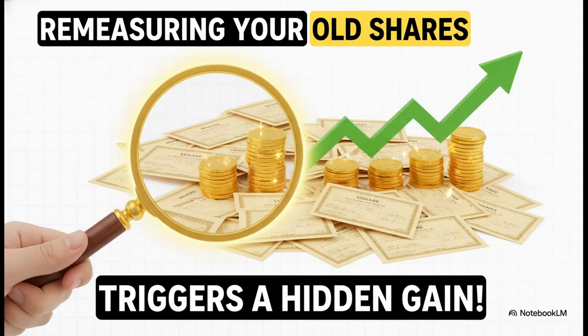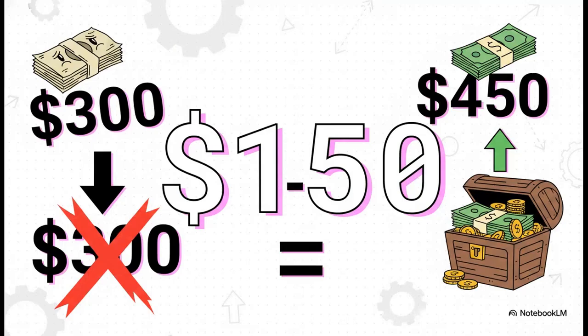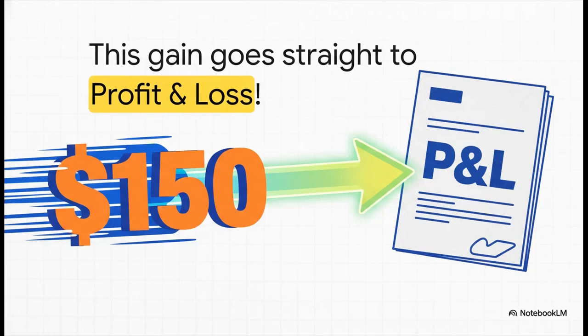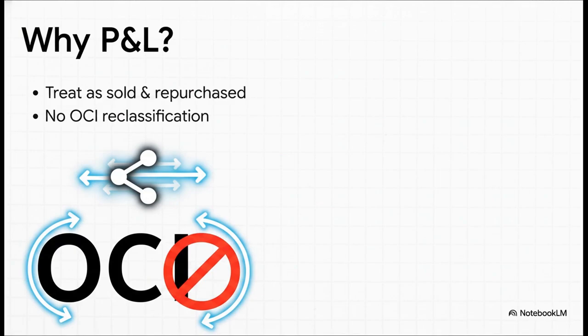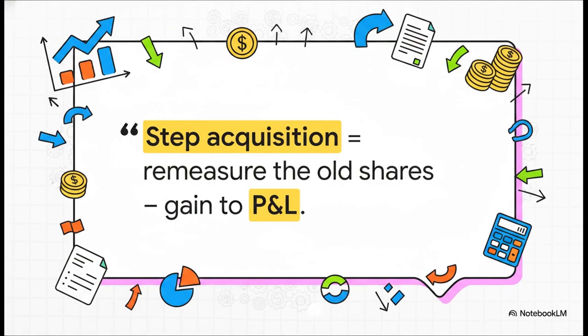But here's the real secret. Remeasuring those old shares actually triggers a massive hidden gain. Just subtract your old $300 cost from the new $450 fair value. Boom, $150 gain, and it has to go straight to profit and loss. Why? IFRS 3 treats that initial stake as sold and repurchased, so no OCI reclassification. If you remember one thing today, step acquisition means you remeasure old shares, gain to P&L.